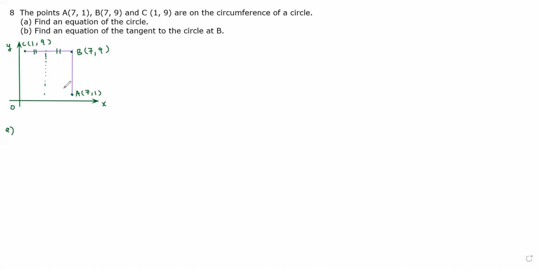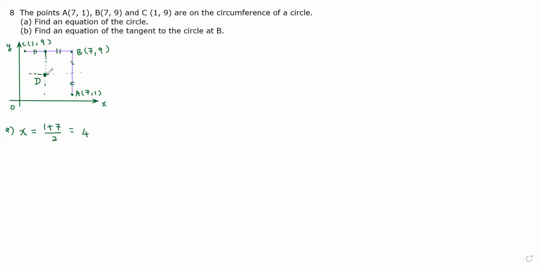So the x-coordinate of the center will be the same as the x-coordinate of the midpoint of BC. To find it, we average these x-coordinates, which is 1 plus 7 over 2, which will give us 4. That gives us the x-coordinate of the center of the circle. And look at AB here. Since it is a vertical line, the center of the circle passes through the midpoint of AB.